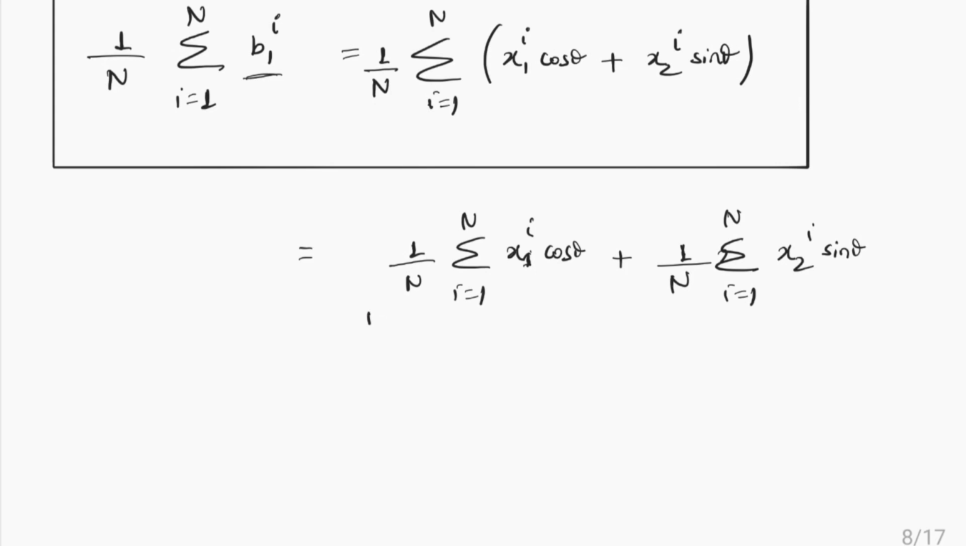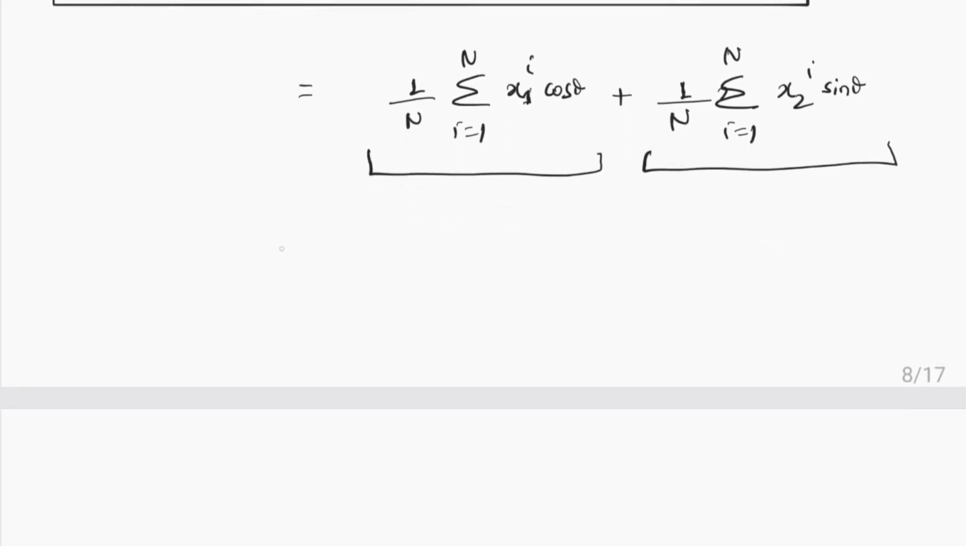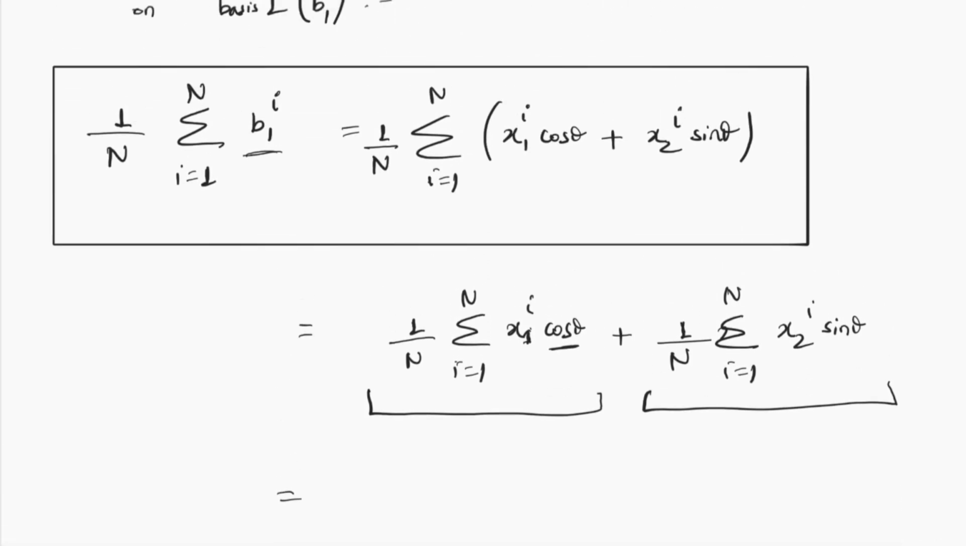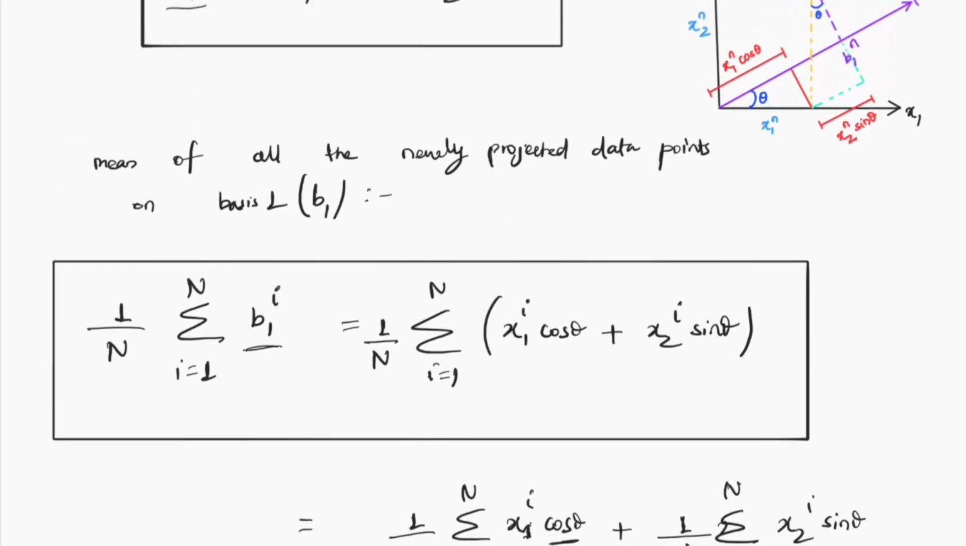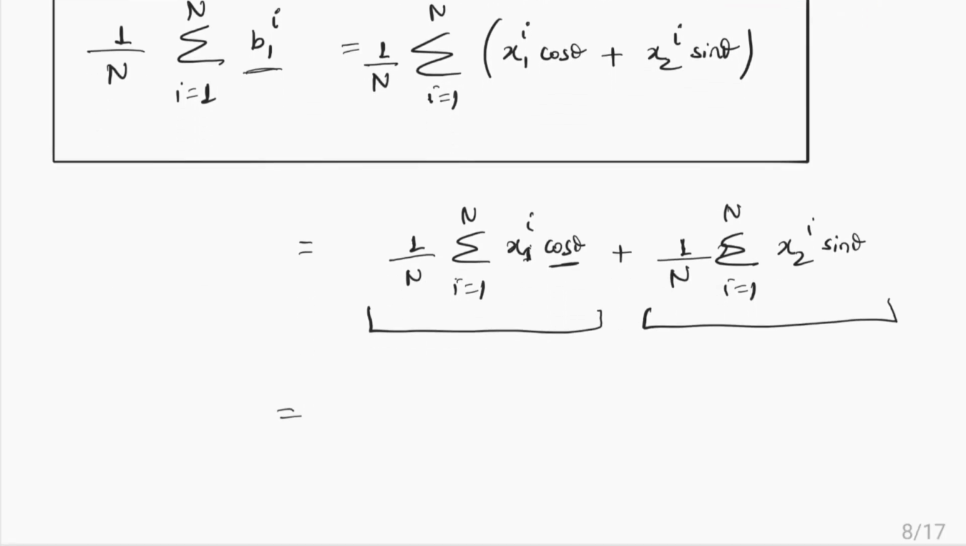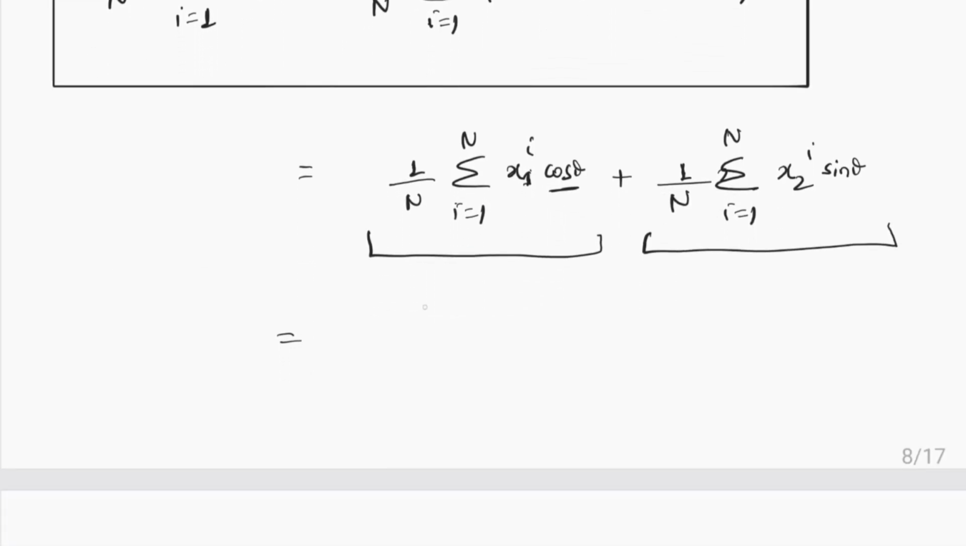So now it is easier to evaluate when we have this split summation. See, this cos theta is not dependent on i. So this cos theta is constant once we have this. We have not found out the theta yet, but this cos theta is not dependent on varying the i, so we will keep it outside the summation. Similarly, this comes.